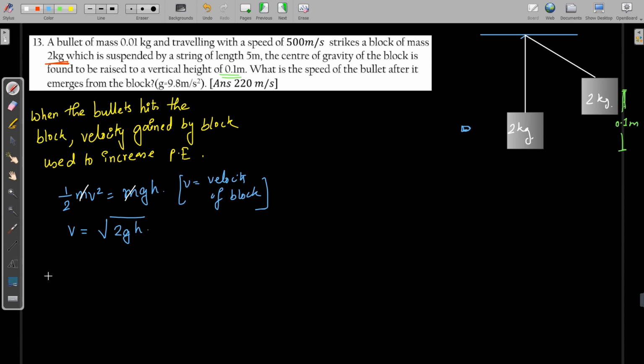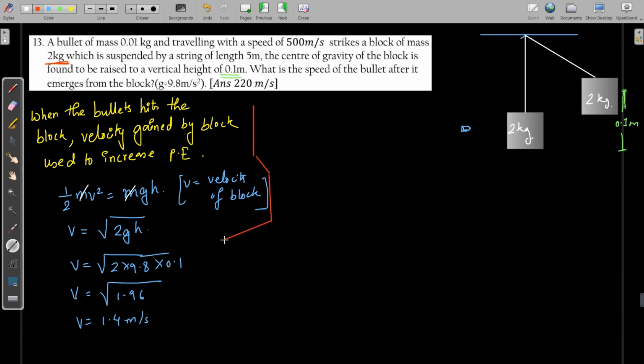What we can say here, g is 9.8. What is the height it goes? 0.1. That is 1.96, right? So what is the velocity? 1.4 meter per second. This is the velocity with which the block moves. Now the question is the initial velocity. So this is all about the block. But what does the question ask?